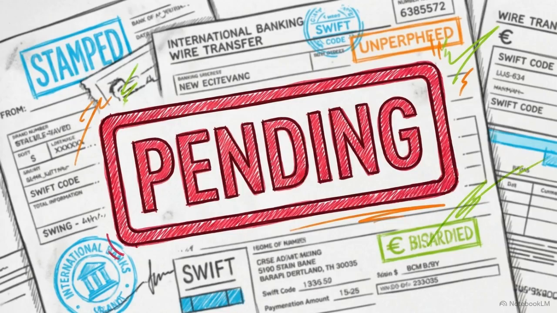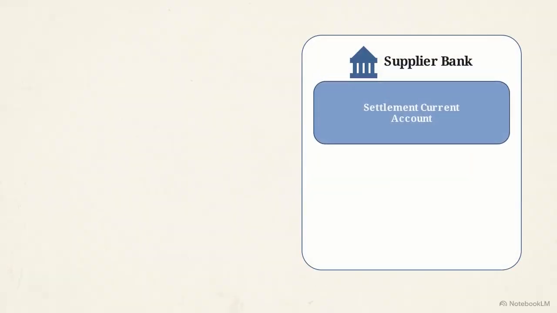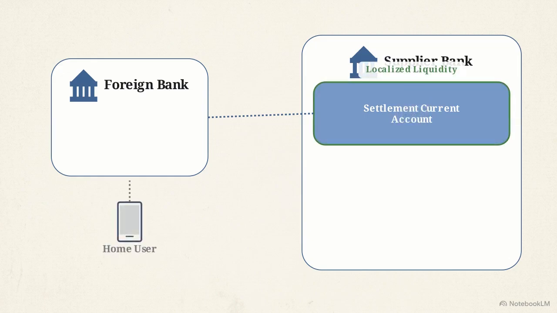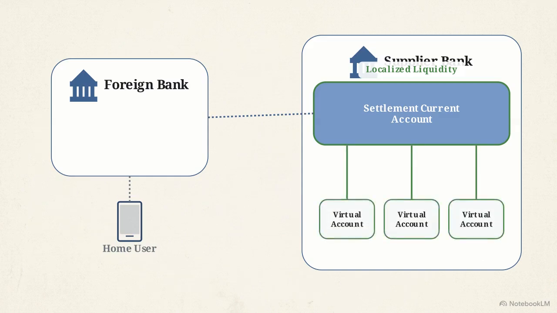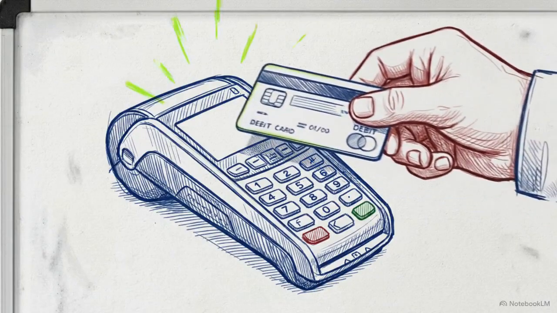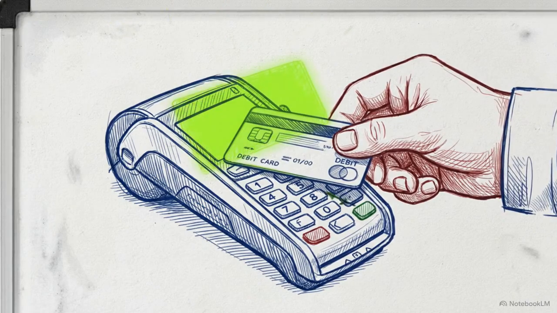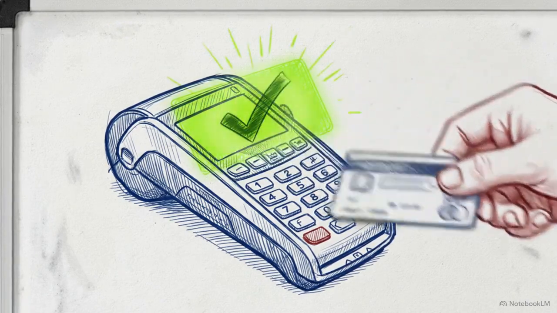A domestic bank must provision accounts and execute local payments for foreign users without waiting for a per-transaction cross-border wire to clear. The solution is a settlement current account on the supplier bank's balance sheet. The foreign bank pre-funds this, establishing localized liquidity. When a user purchases local currency, an API ping triggers the supplier bank to instantly provision a virtual account backed by that pool. This bulk pre-funding eliminates per-transaction FX latency. It converts a sluggish cross-border payment into an instantaneous domestic transfer.